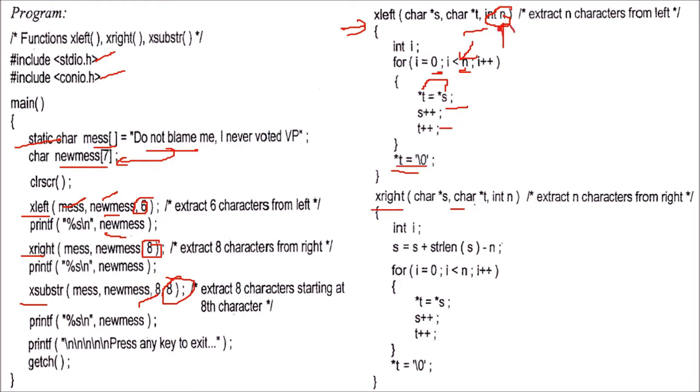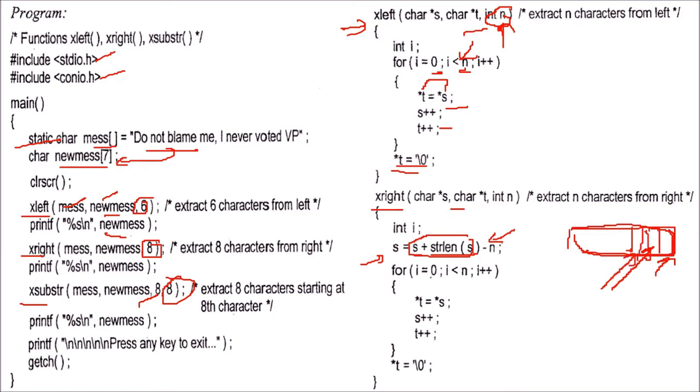When we say X right, that means we have to go to the end first, and then extract the value. So how to reach the end? We have to reach here. For that, we take S, we take the string length of S, we add them, and then we subtract n from there. I hope you got the idea. Then we have come to this position. S plus string length, then we subtracted n, so we have come here. And now from this point, we have to take n values.